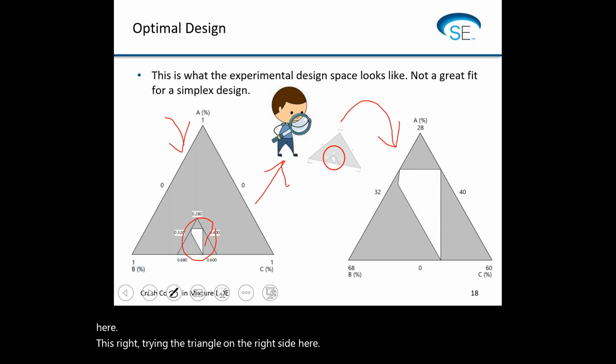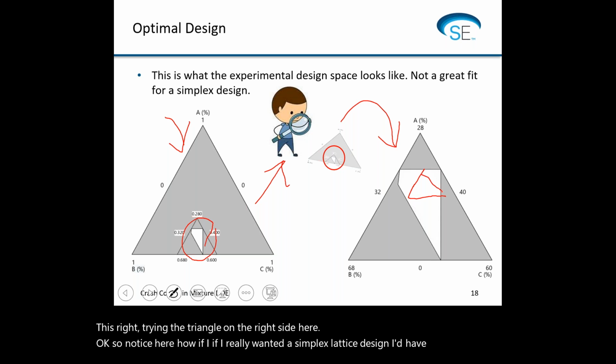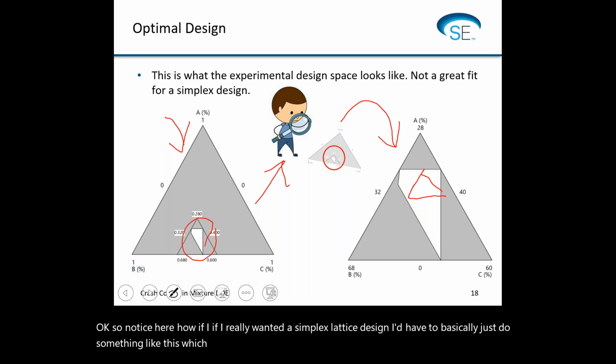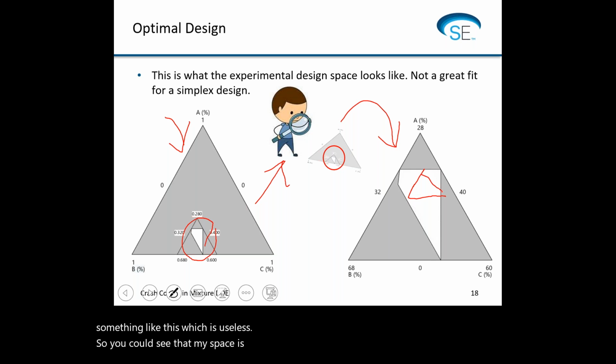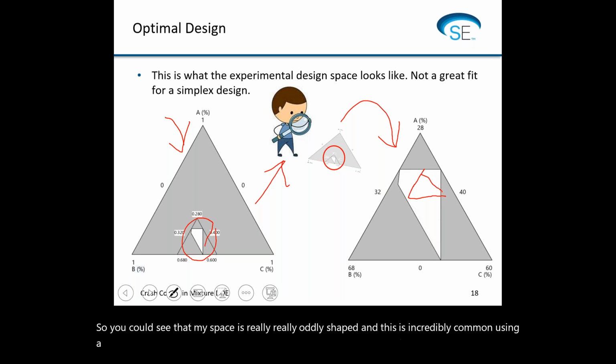Notice how if I really wanted a simplex lattice design, I'd have to basically just do something like this, which is useless. So you can see that my space is really oddly shaped. And this is incredibly common. Using a triangular design here isn't going to work.